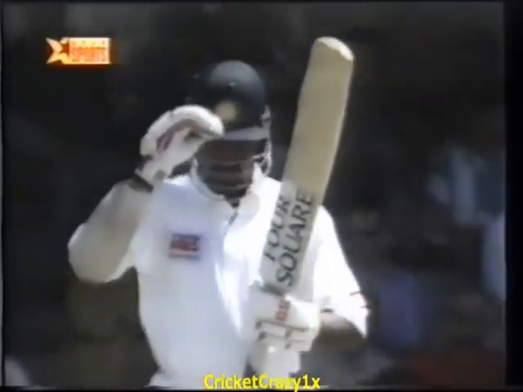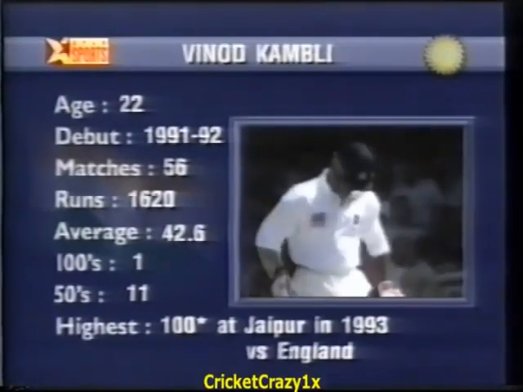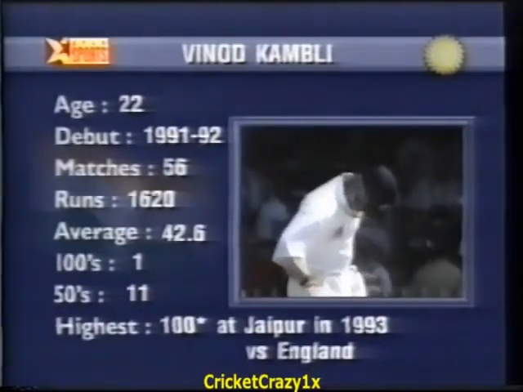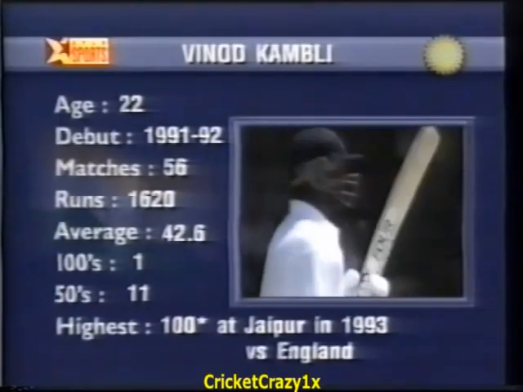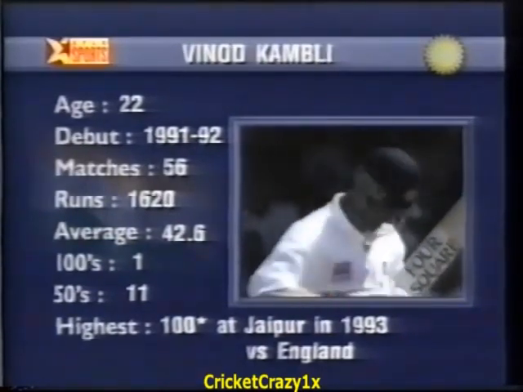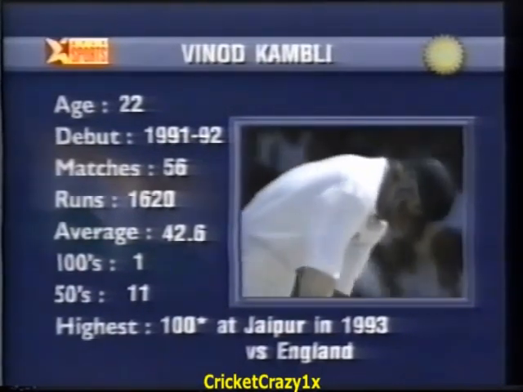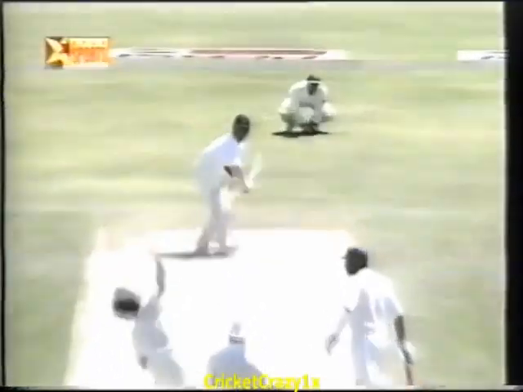And Pakistan making as good a start with the ball as they made with the bat. Details of Vinod Kambli, still only 22, 56 matches, and 1,620 runs, 1 century, 11 50s, averaging well over 42. India would love him to add to that century tally.